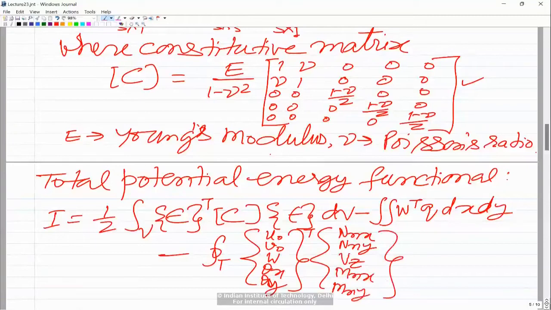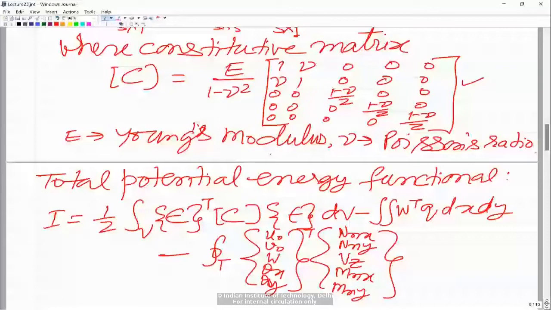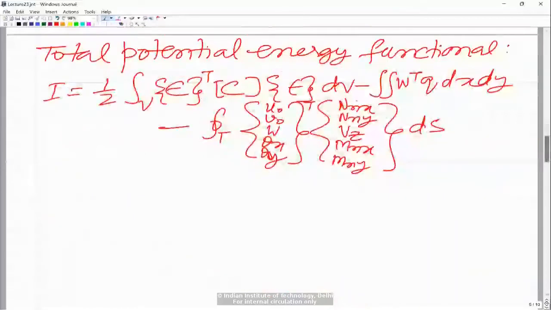So you see that u naught into nnx gives you the potential of force along x direction on the boundary having outward normal n, and v naught into nny, with a minus sign of course, gives you the potential of force nny along y direction, and w into Vz gives you the potential of force along z direction on the boundary, and theta x into mnx gives you the potential of moment about x axis, and similarly theta y into mny gives you the potential of moment about y axis on the boundary having outward normal along n. So this into ds.